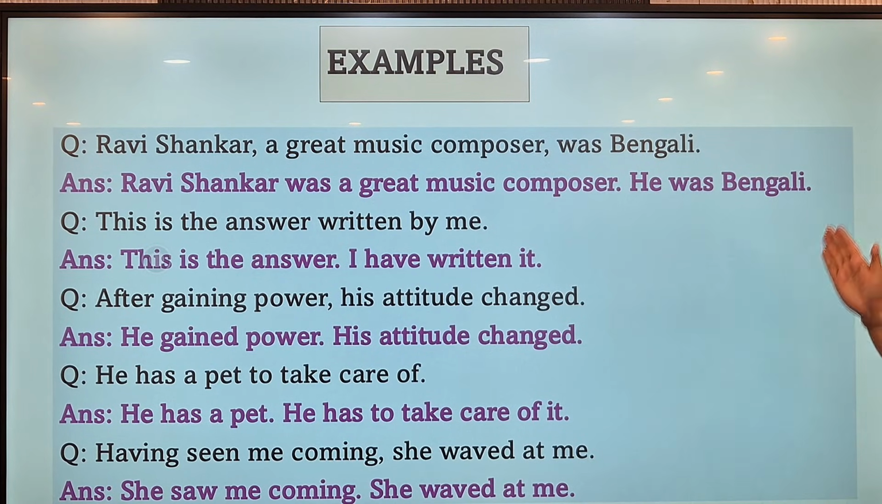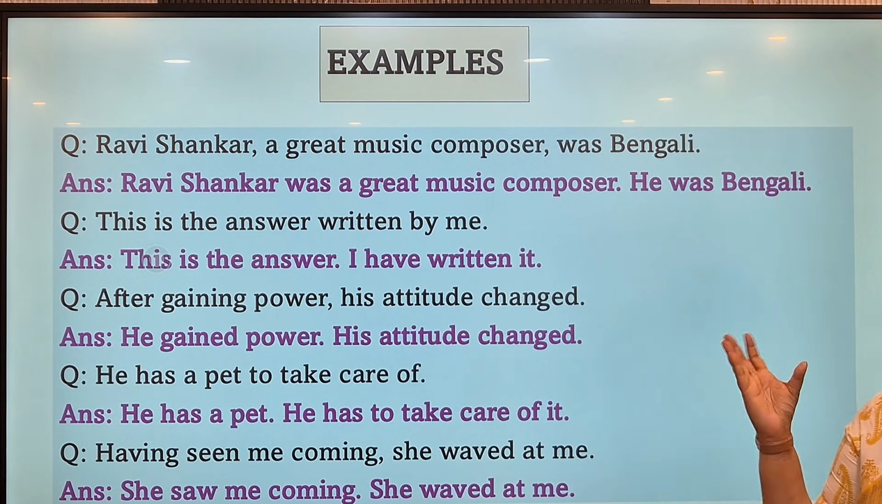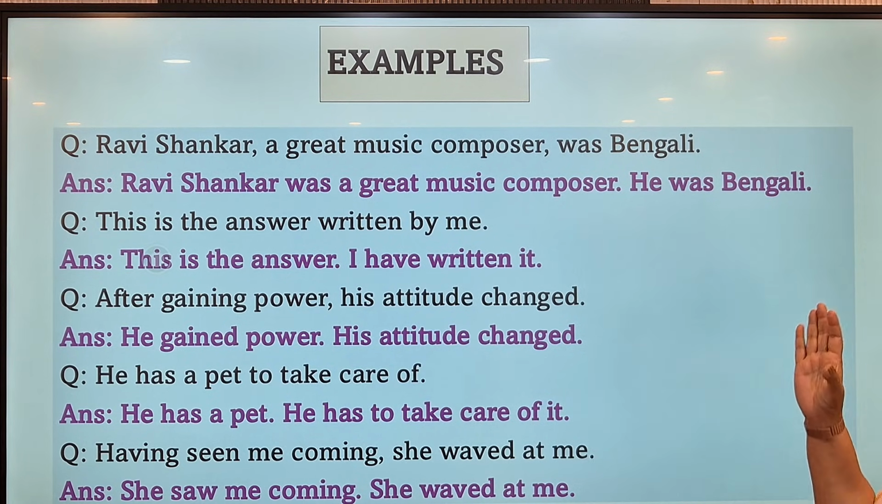So here I have given you some examples. Ravi Shankar, a great music composer, was Bengali. So here, Ravi Shankar was a great music composer is one sentence. That can exist by itself, and he was Bengali. This can exist on its own. So go through all the examples carefully, take a screenshot of it and try to analyze logically in your mind how these answers have been done.